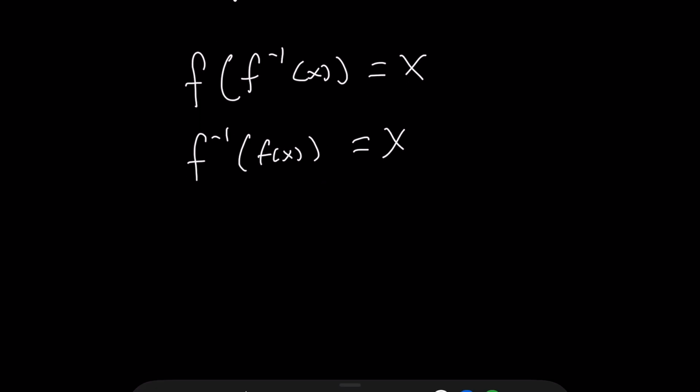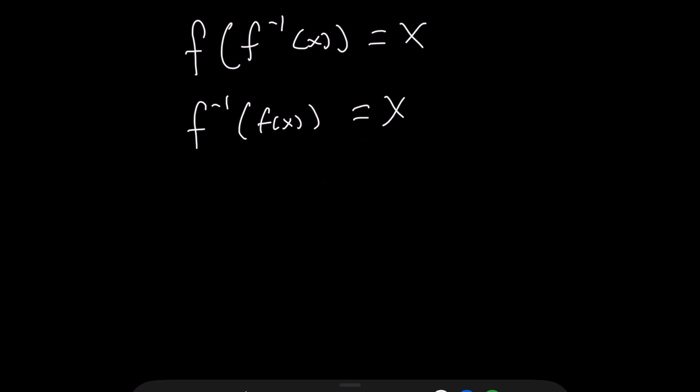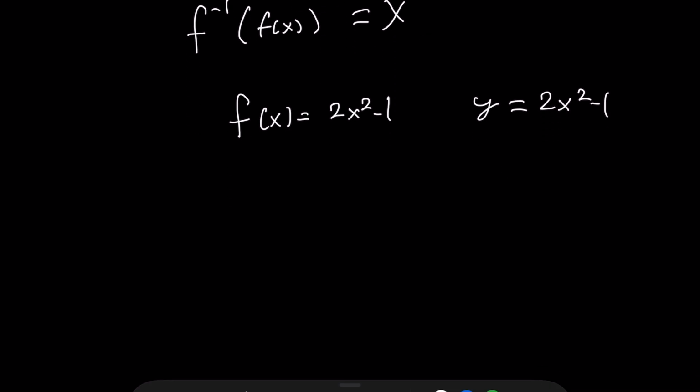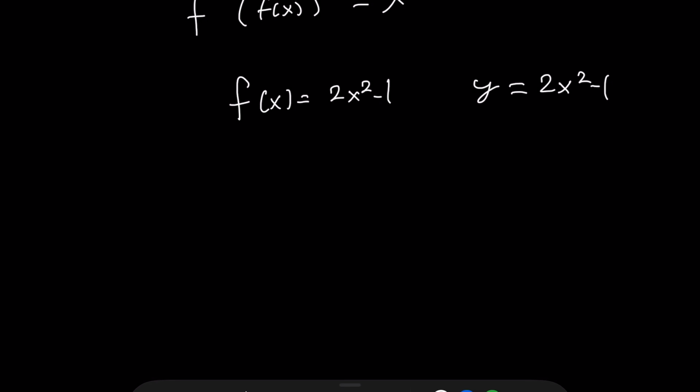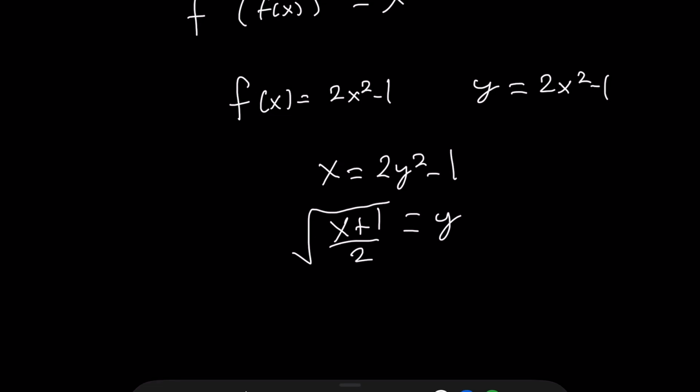So let's say we want to find the inverse function of f of x equals 2x squared minus 1. I'm going to write this like this. Okay. To find the inverse, we just switch x and y, because that's essentially what you're doing. And then you solve for y. So you get the square root of x plus 1 over 2. And this is the inverse function of f.